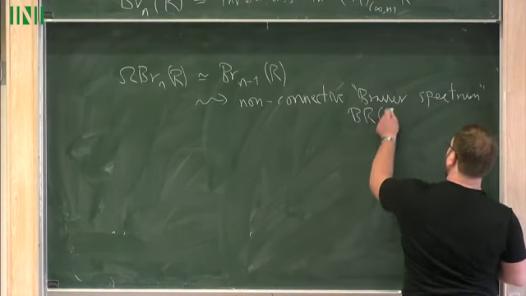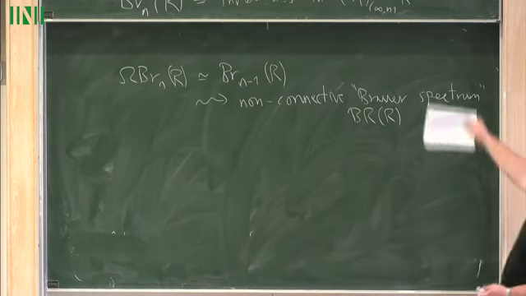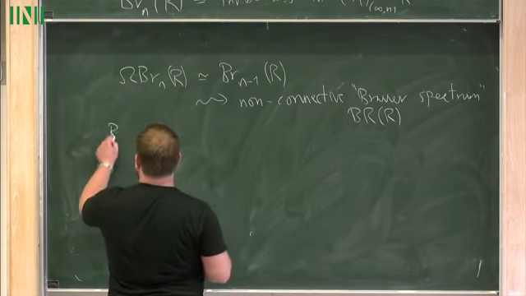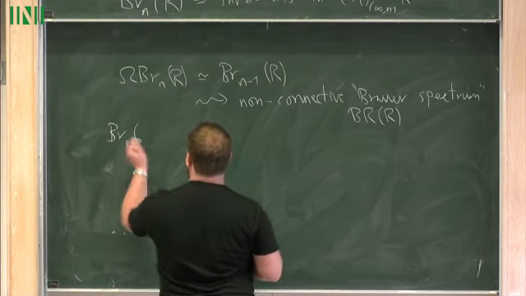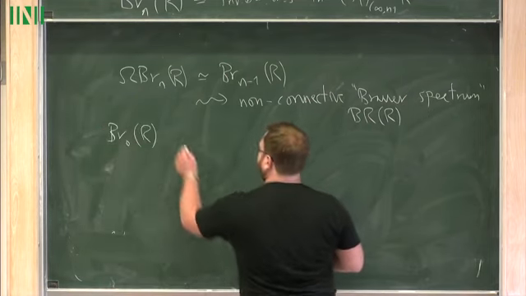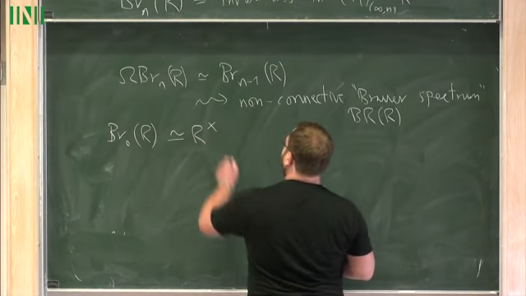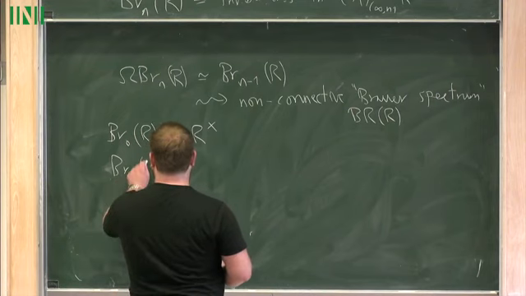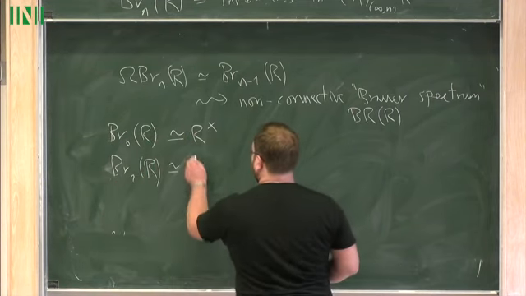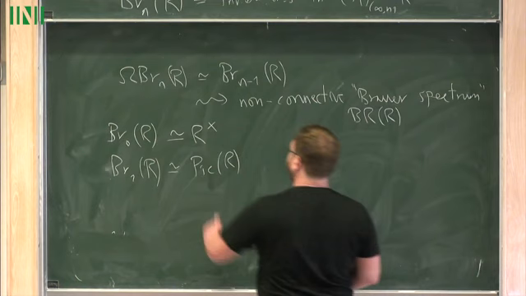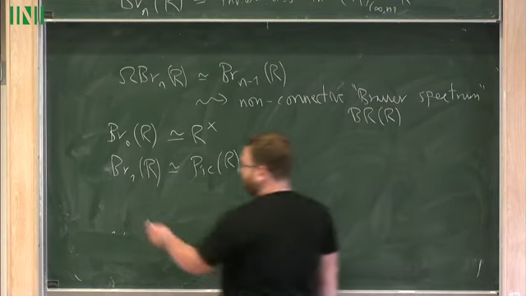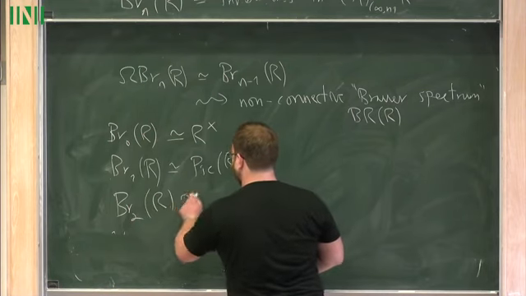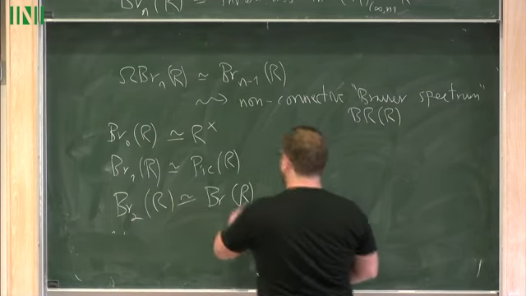BR of R, and the first parts of this are kind of familiar structure. So if you take n equals 0, then BR 0 of R is just the units in R, and then BR1 of R is the Picard space of R, and so BR2 of R is the usual Brauer space of R.